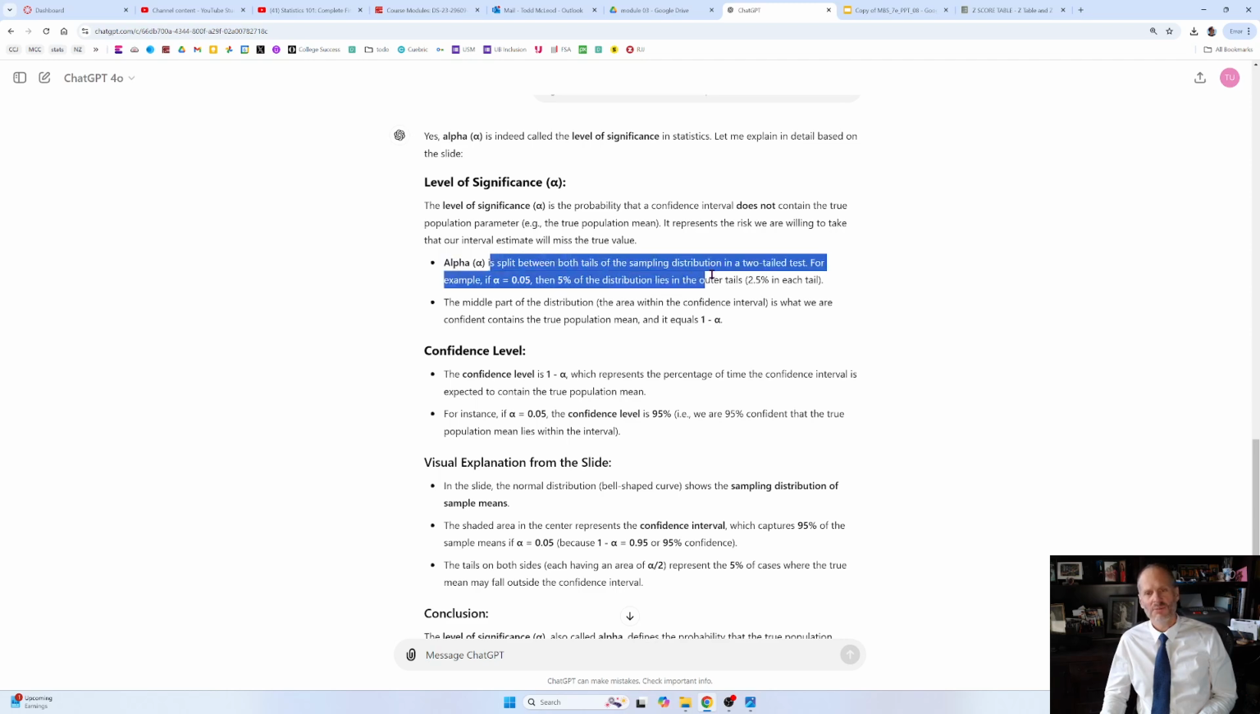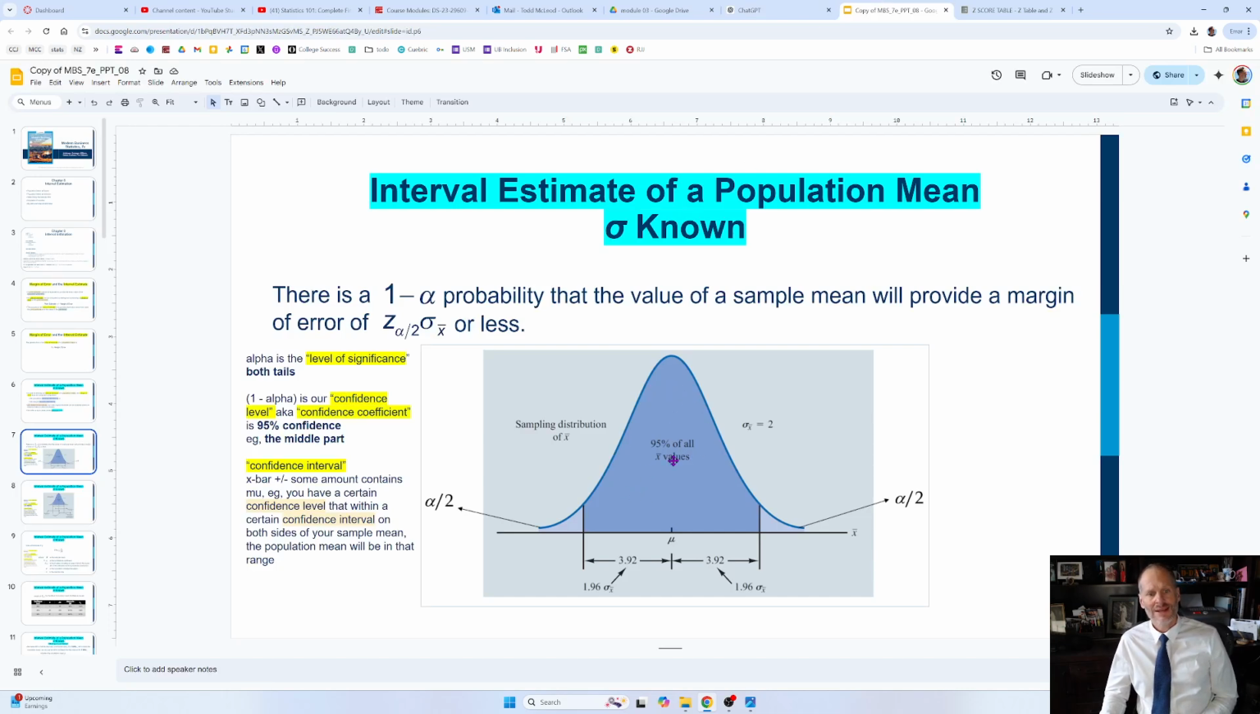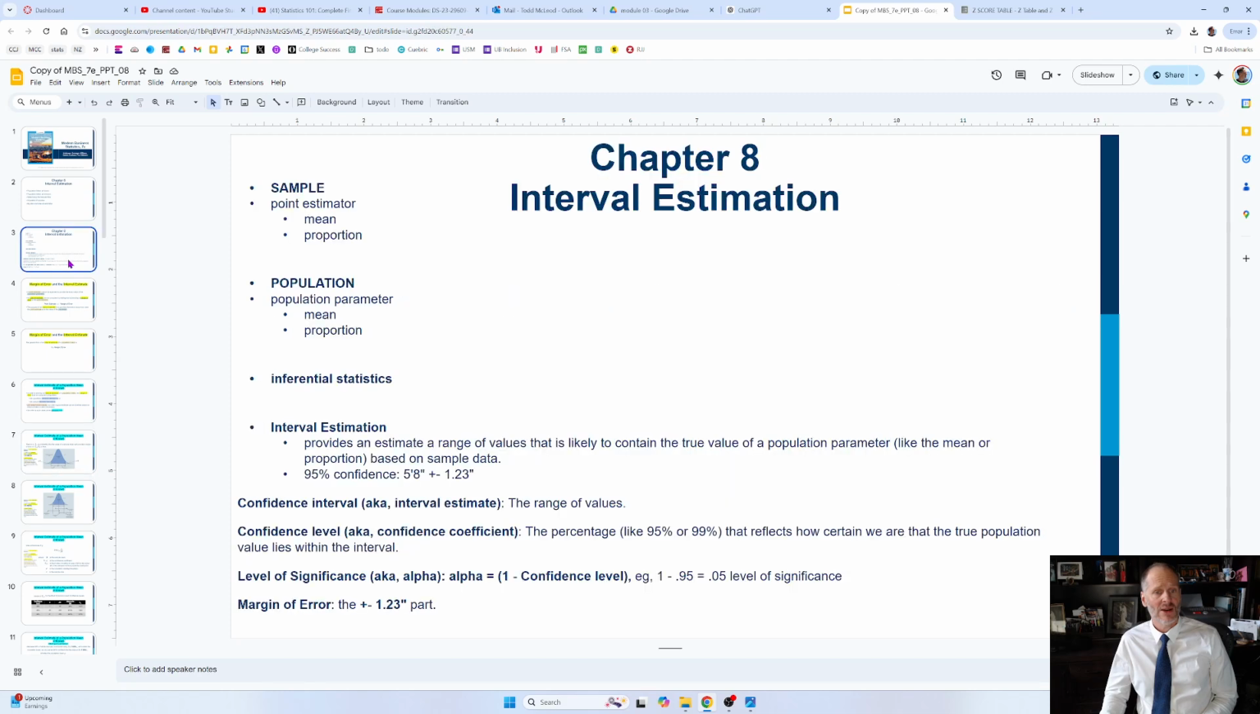But alpha is split between both tails of the sampling distribution. For example, if alpha is equal to 0.05, then 5% of the distribution lies in the outer tails, 2.5% in each tail. So let's look at that here. So here we're saying that our level of significance, aka alpha, is 1 minus the confidence level or the confidence coefficient.